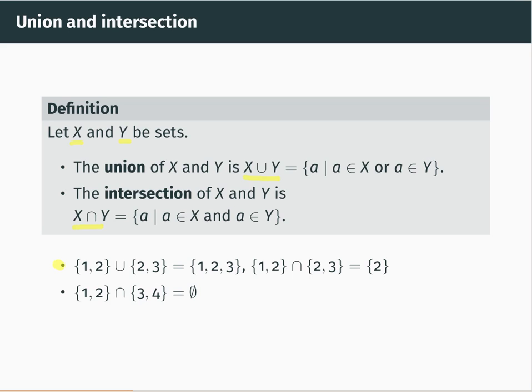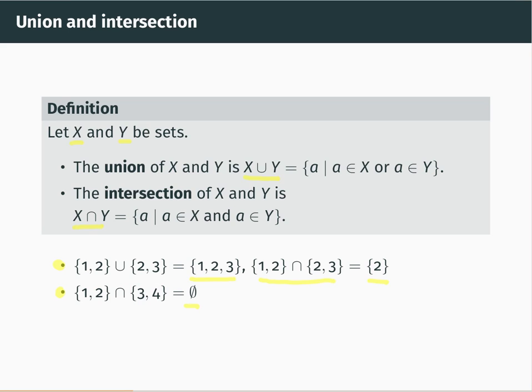Here are a couple of examples. If we take {1, 2} union {2, 3}, then that's the set {1, 2, 3}. That consists of the set of all things which are either in the set {1, 2} or the set {2, 3}. And again, mathematical or is inclusive, so things like 2, which are in both of those sets, are elements of the union. On the other hand, if we take the intersection of {1, 2} and {2, 3}, then that's just the set containing 2, because 2 is the only element in common between those two sets. If we take the intersection of {1, 2} and {3, 4}, well, there are no things which are in the set {1, 2} and in the set {3, 4}. Therefore, their intersection is the empty set. It has no elements.